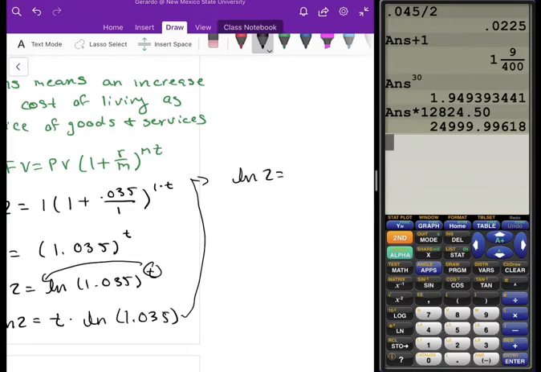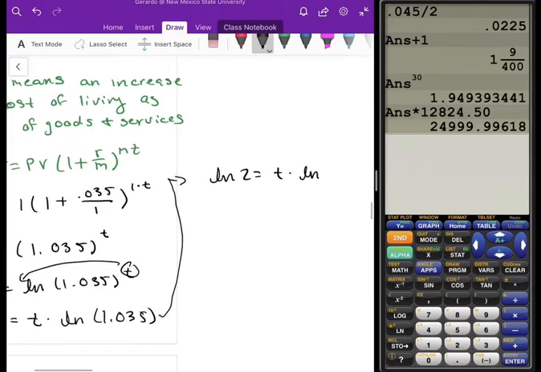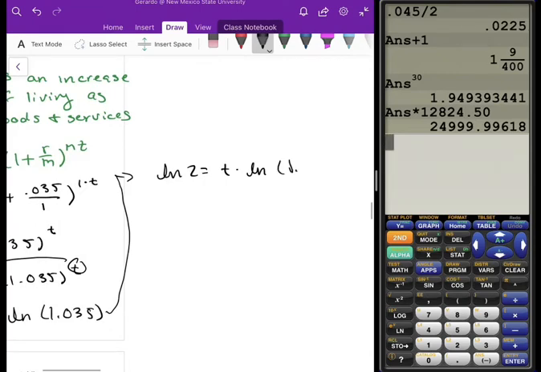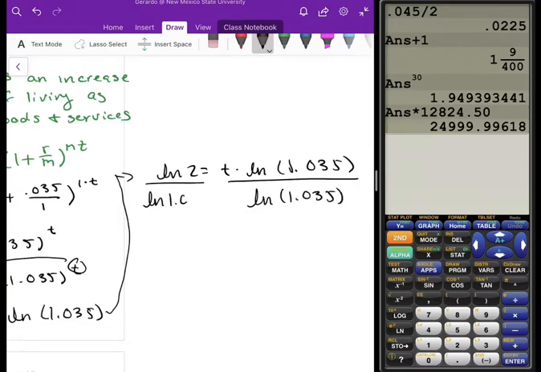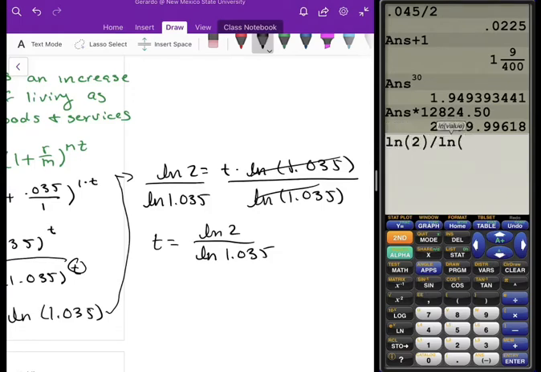The T and the natural log of 1.035 are multiplying. So let's divide by natural log of 1.035 on both sides. So I have that T is equal to natural log of 2 over natural log of 1.035. So we put that into the calculator: natural log of 2 divided by natural log of 1.035.